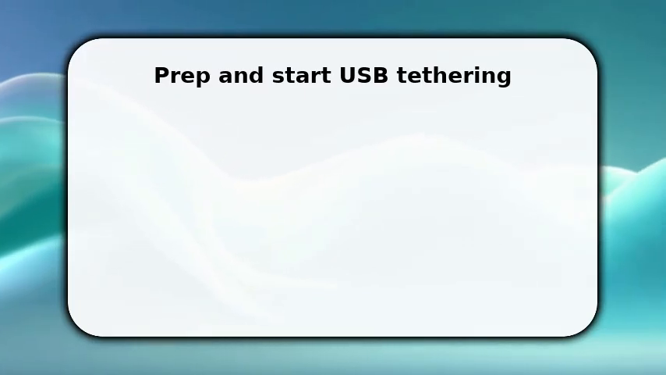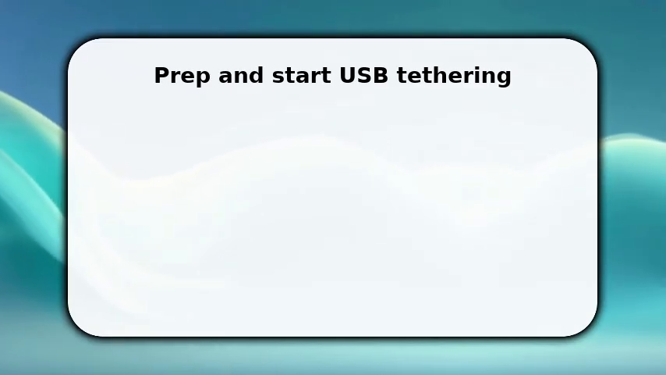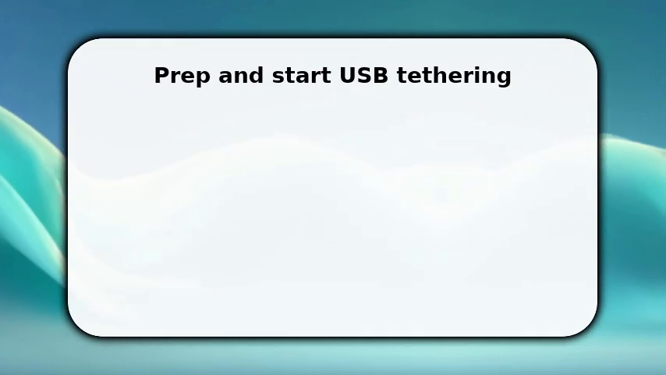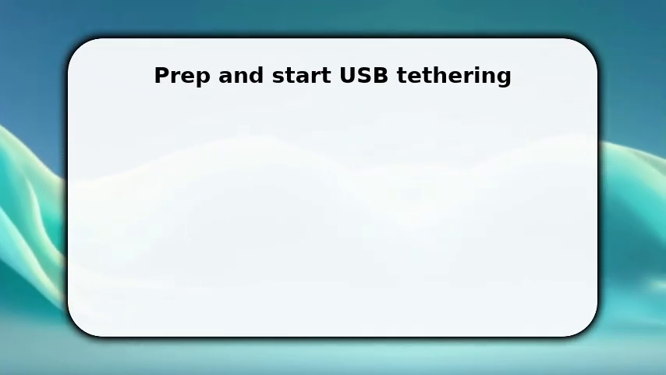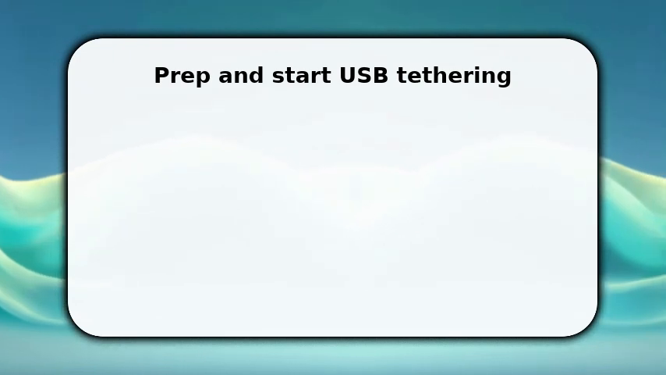On Android, find Network and Internet or Connections. On iPhone, use Personal Hotspot. Enable USB tethering or Personal Hotspot so the phone exposes a network interface to the computer. Do this now. You must have a cellular link active, because tethering shares that connection rather than Wi-Fi.